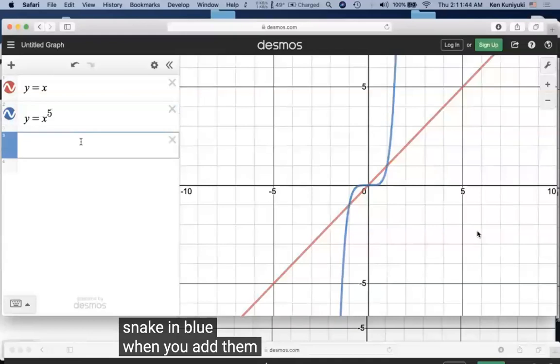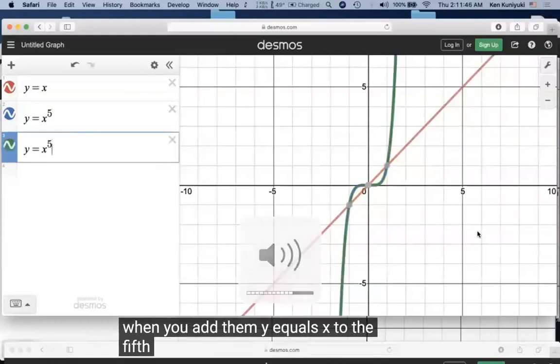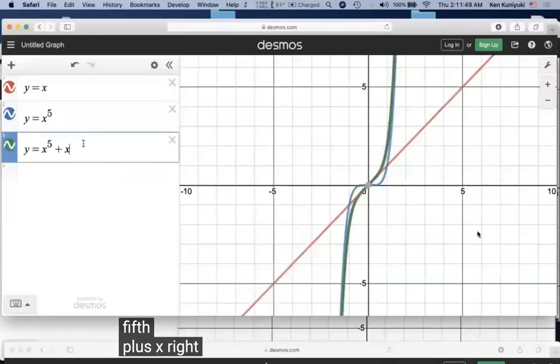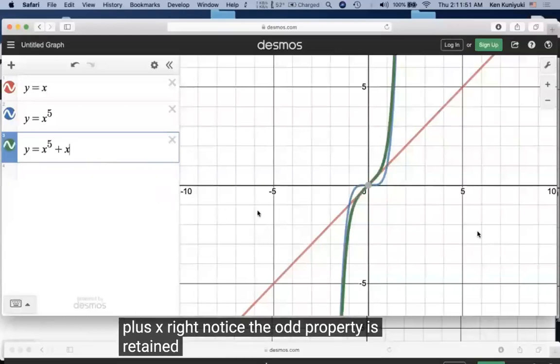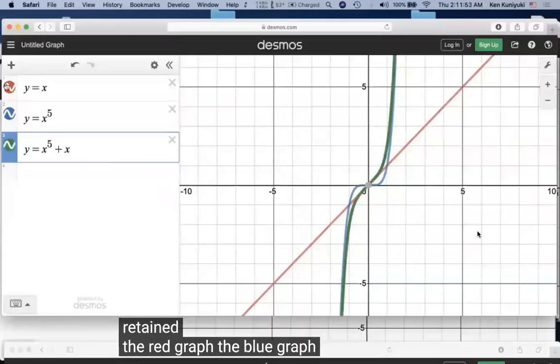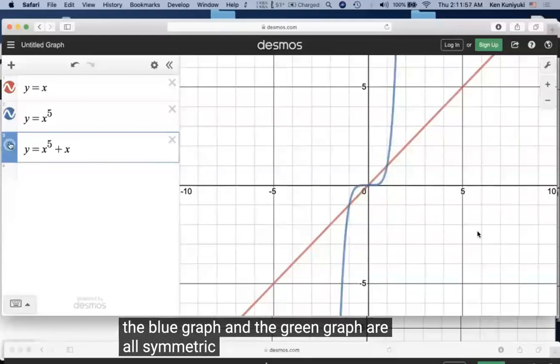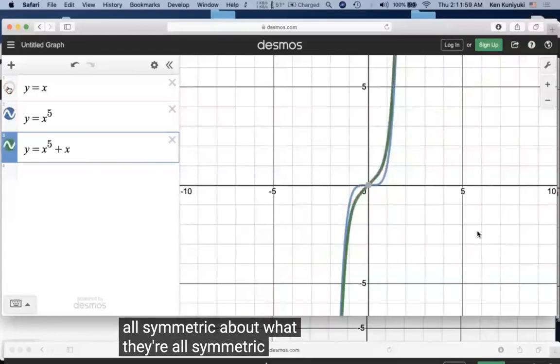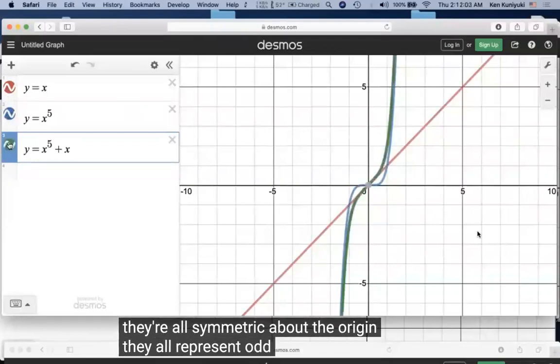When you add them, y equals x to the fifth plus x, notice the odd property is retained. The red graph, the blue graph, and the green graph are all symmetric about what? They're all symmetric about the origin. They all represent odd functions.